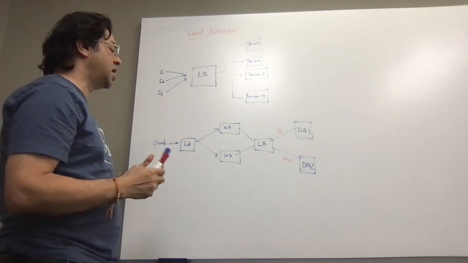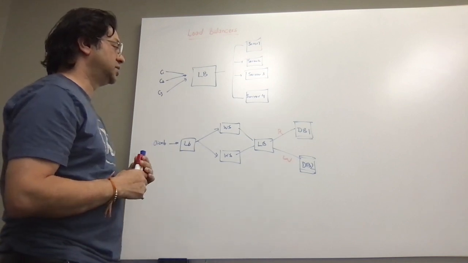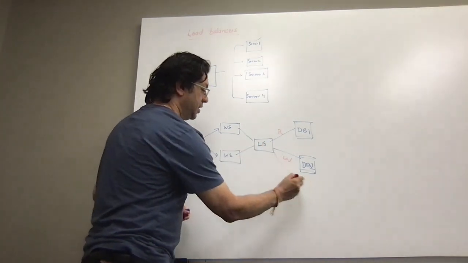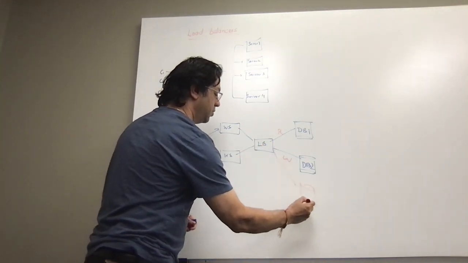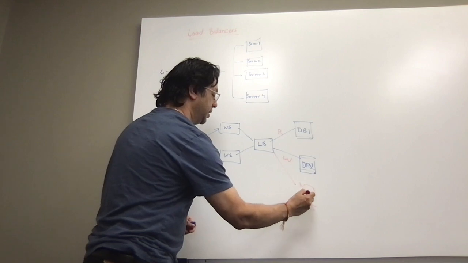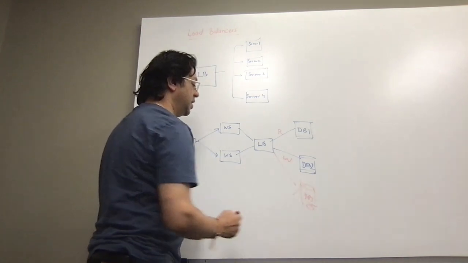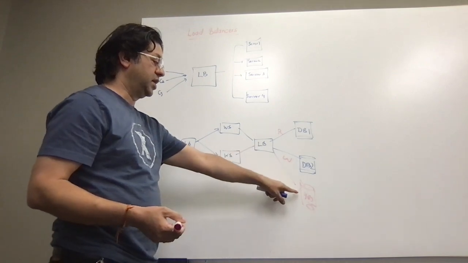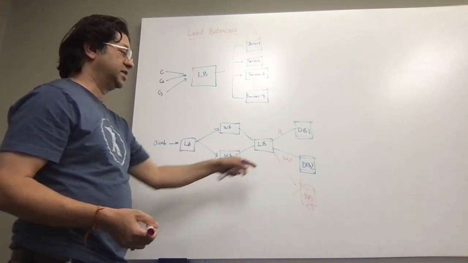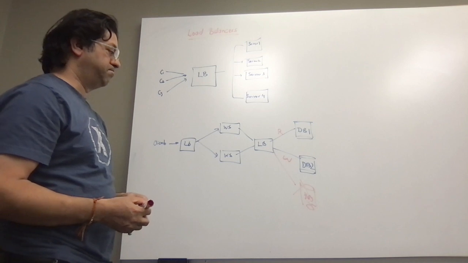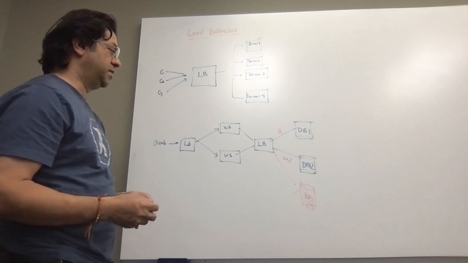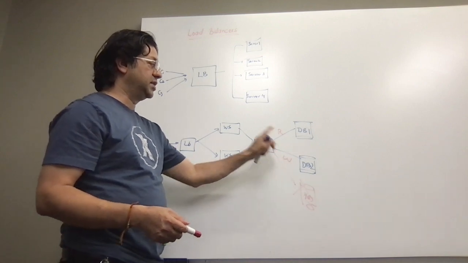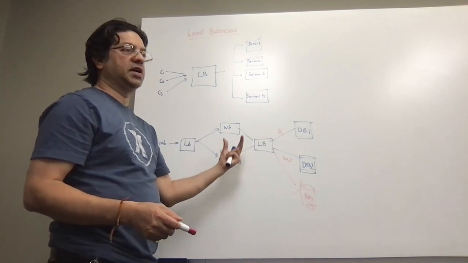Now the question comes: how does the load balancer know? There could be another server here, DB3, which might go down. If this goes down, and the request is supposed to go to DB3, how would it decide? There is a mechanism by which the load balancer keeps checking each server's health.